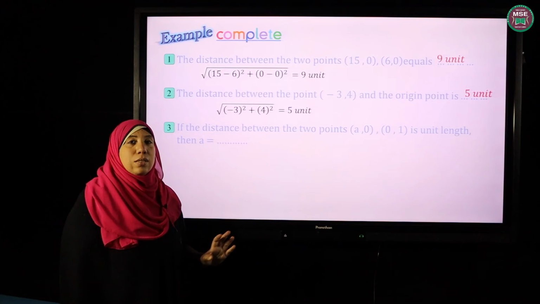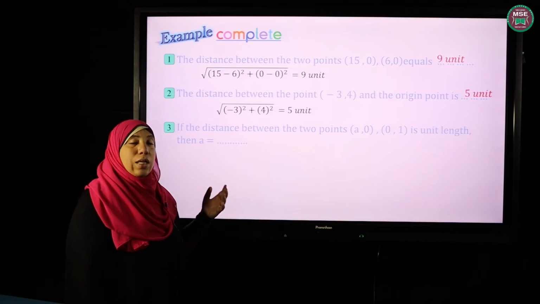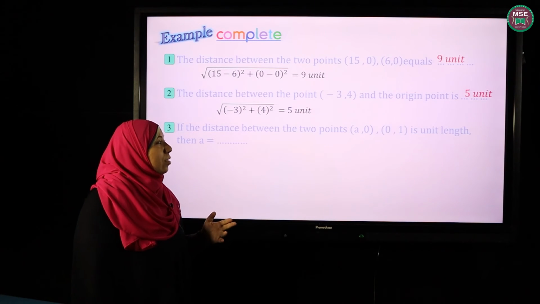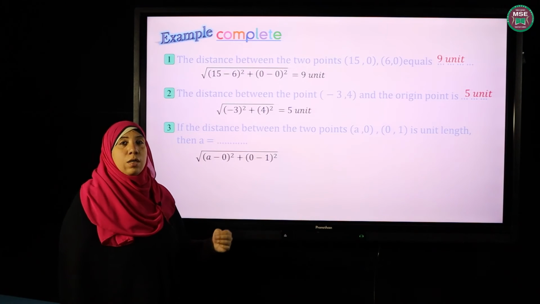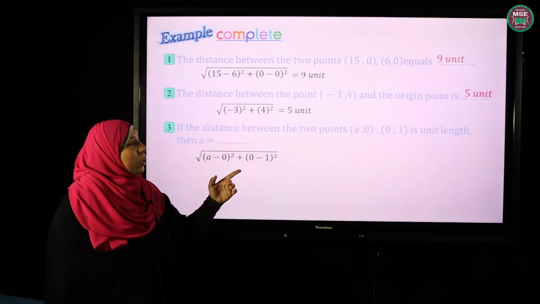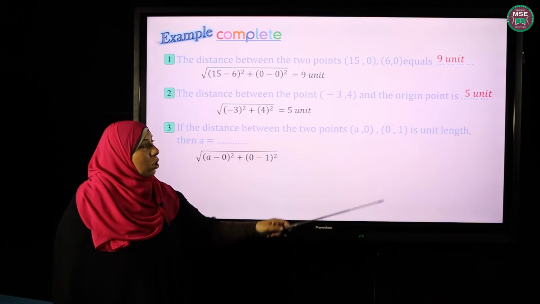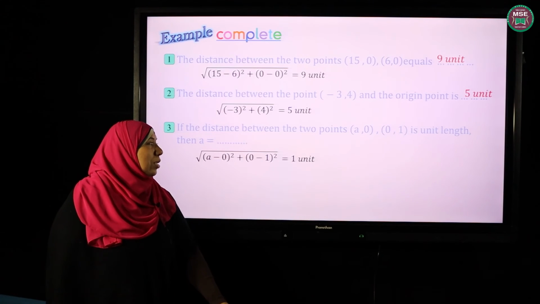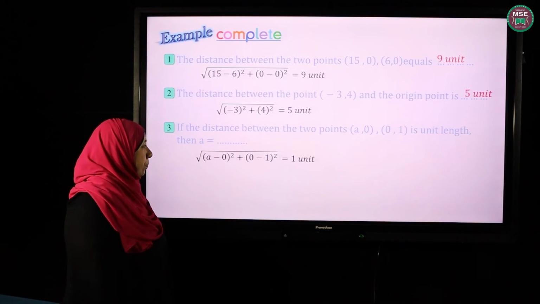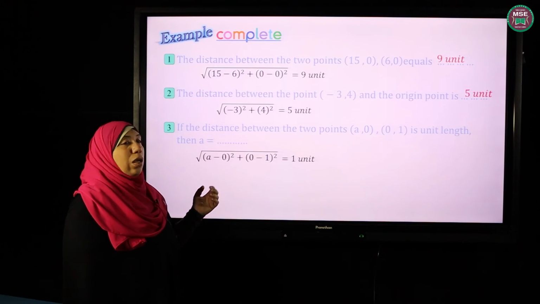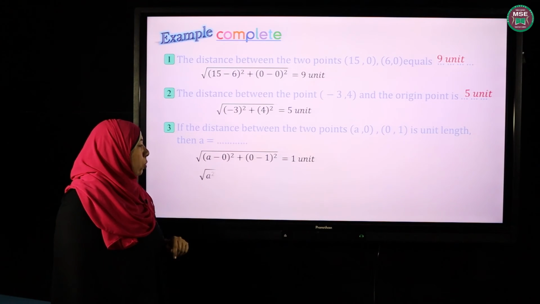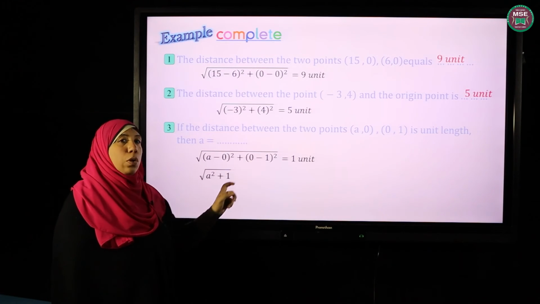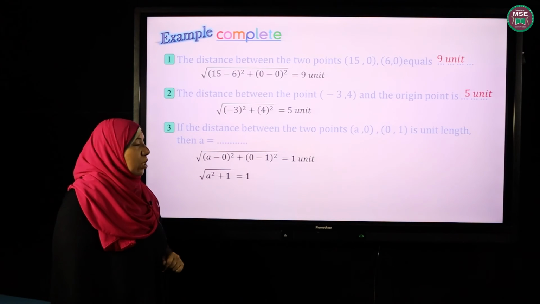I will find the distance using the rule square root of (x1 minus x2) power 2 plus (y1 minus y2) power 2. And now he gave you that the length is unit length, which means the length here is 1 unit. I will make an equation here. Of course, a minus 0 is a. 0 minus 1 power 2 is 1. This is equal to 1.